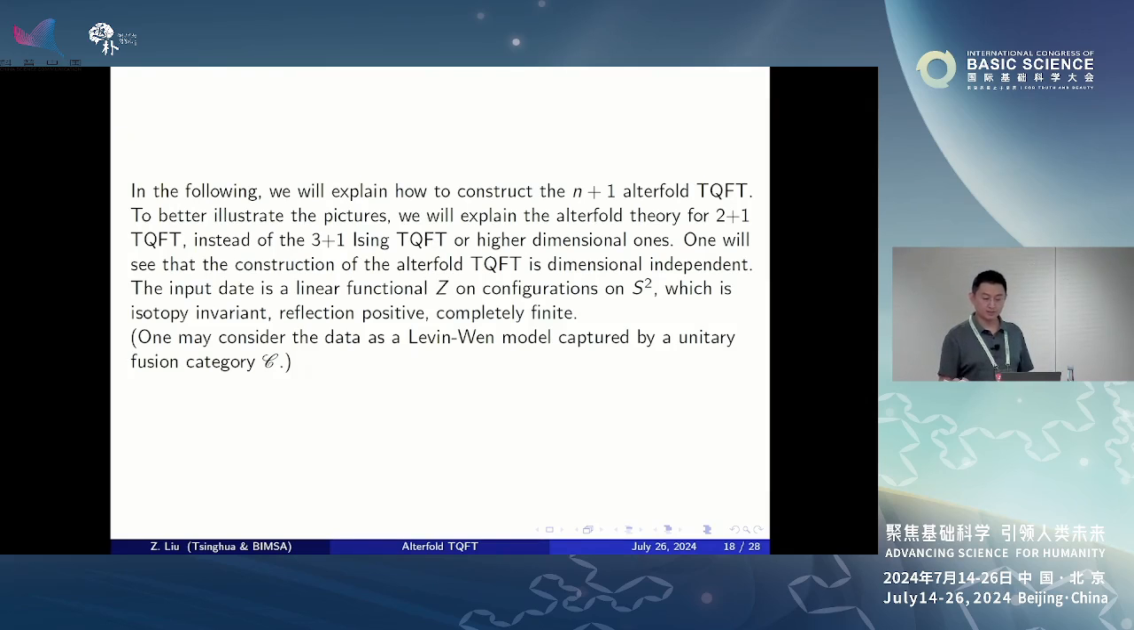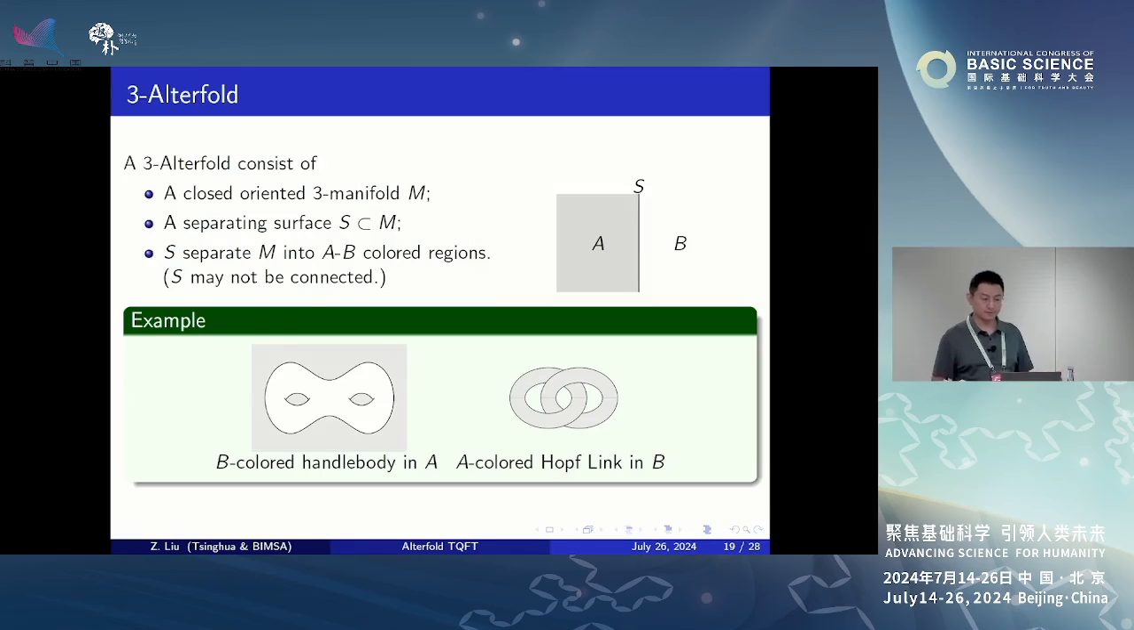And for the 2+1 case, we start with a 2-dimensional lattice model. So one can consider the data as like a light-wave model or spherical category. So now, what's the autofold? From the 2D theory, we already have a linear function z for those configurations on the sphere, or lattice model on the sphere.